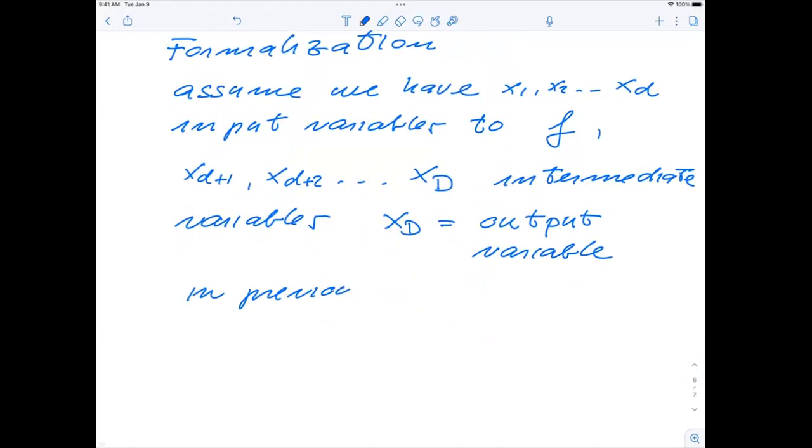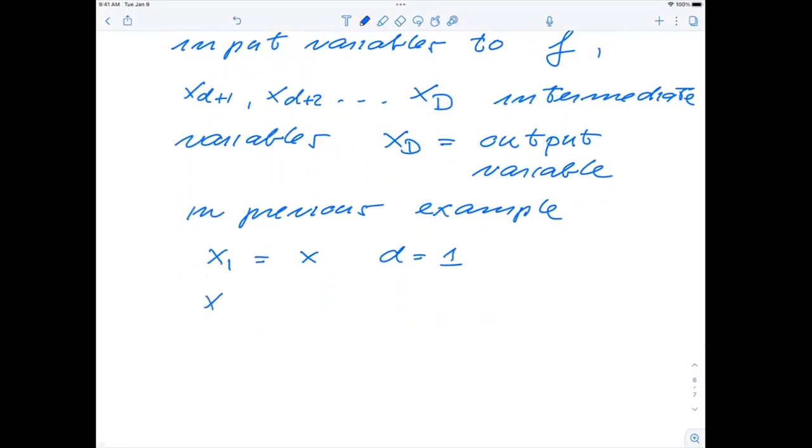what we had was the following. We had x1, which is x. So in our case, d was equal to 1. Then we had x2 equal to a, x3 equal to b, and then we had x4 equal to c, and this x of D was equal to this variable d, which was again the same as our f variable.